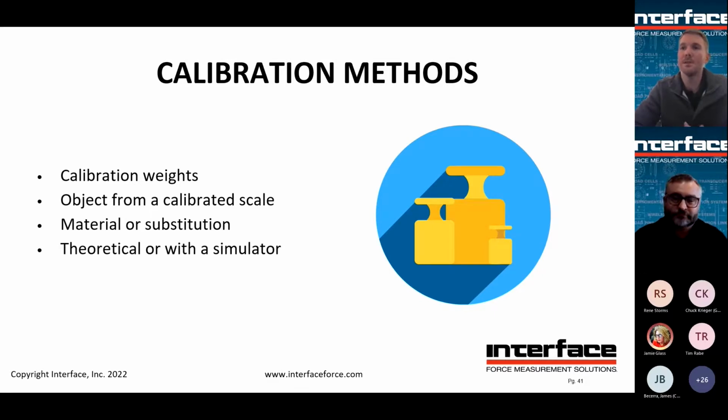And then lastly, if none of those are feasible, a theoretical cal. This can be done if you know the weight of the vessel, the volt output of the load cells, and you have a simulator or a voltmeter. This can be accomplished, and we do have a little write-up on exactly how to perform this.